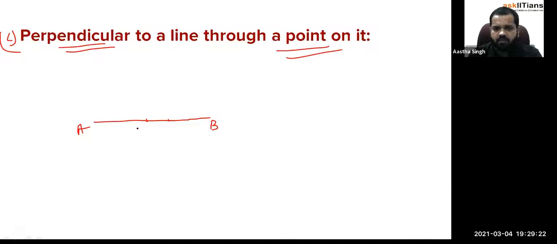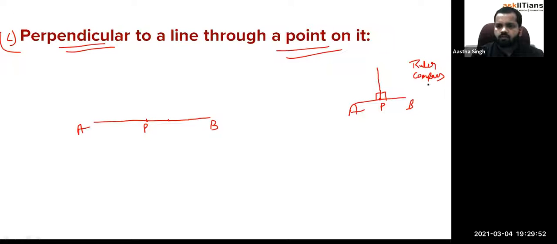Suppose any point is given. Let us take this point as P, right? So this point P is given, and we have to draw a perpendicular line which passes through point P to that AB. So basically a line AB is given, you are given a point P, and you have to draw a perpendicular line with the help of only a ruler and only a compass. How will you do it?